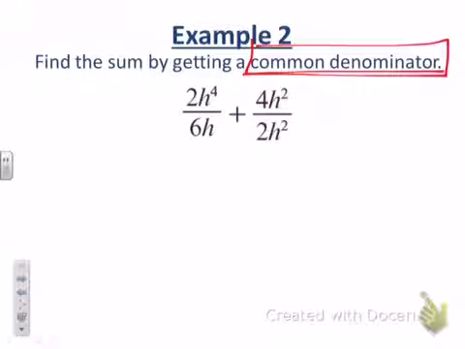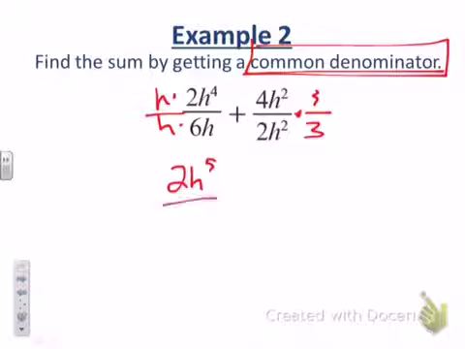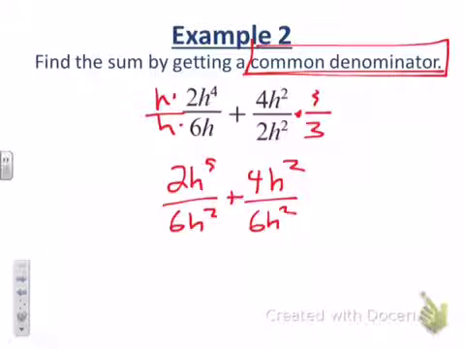6h squared is what I need. So what do I need to multiply the left by? H over h, right? Which is, I'm multiplying by 1. What do I need to multiply the right by? 3 over 3. So that's going to give me 2h to the 5th over 6h squared plus 4h squared over 6h squared. Wait, you didn't multiply the 4. 12, thank you. Very good.